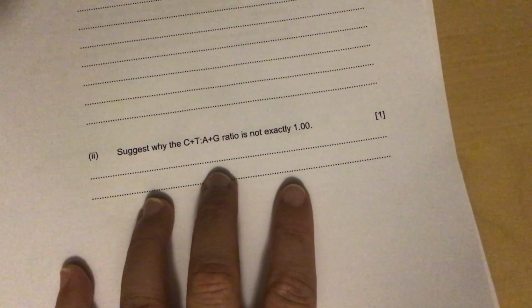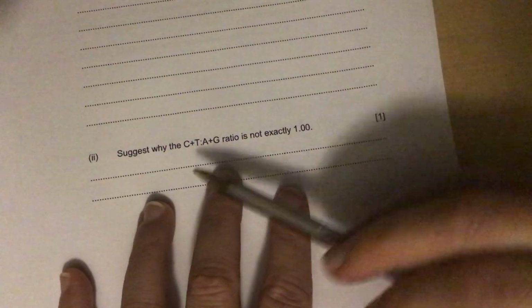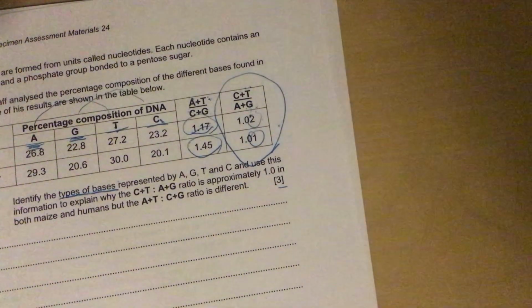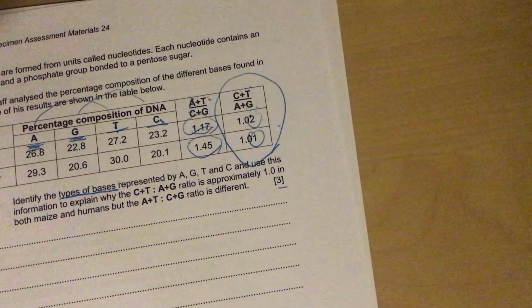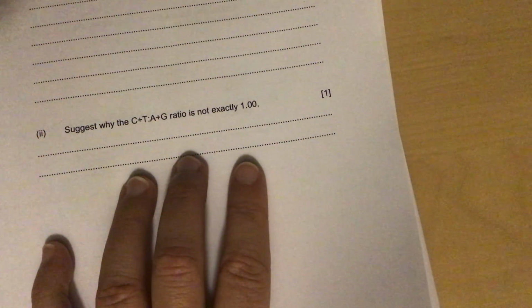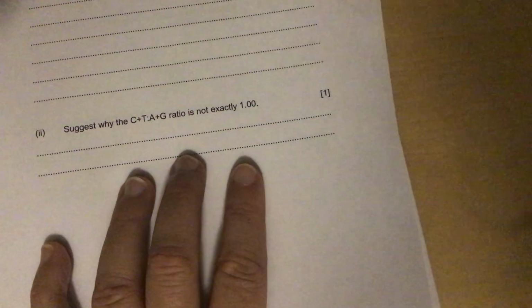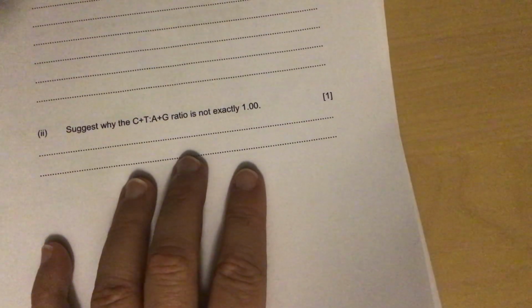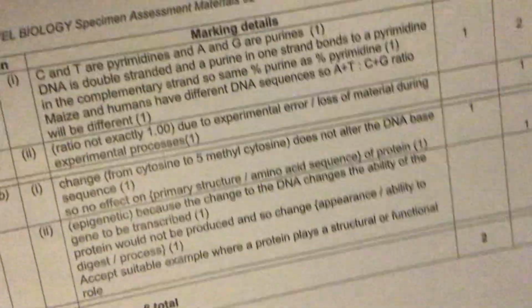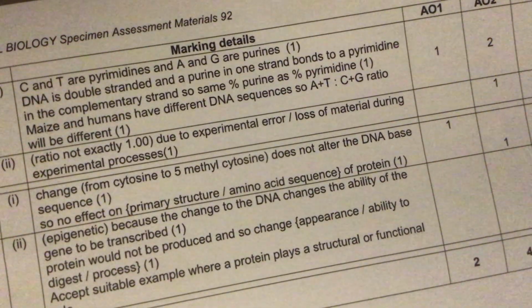The second question here: suggest why the ratio for the C and T to A and G, so this one here, is not exactly 1. It should be. Why is it not precisely 1? It should be 1. This is only down to experimental error. So something might have been contaminated, something might have been lost in transfer. There is no other explanation apart from loss in transfer or experimental procedural error. So experimental error, loss of material in the process.